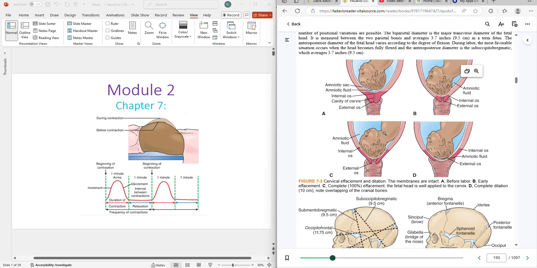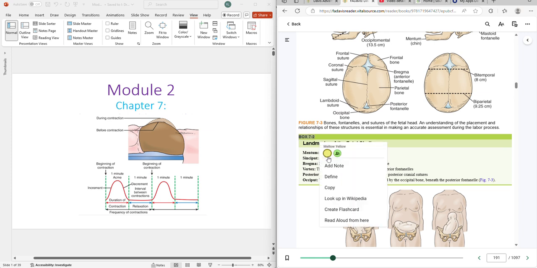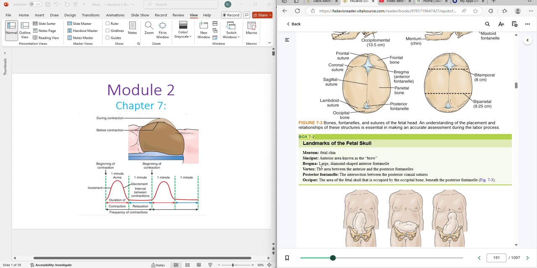They also check for the presenting part. How is it presented? So on page 191, box 7-2, there are landmarks, and we'll talk about this in class as well, demonstrating it. But the mentum is the fetal chin. The sinciput is the brow, like the eyebrow area.